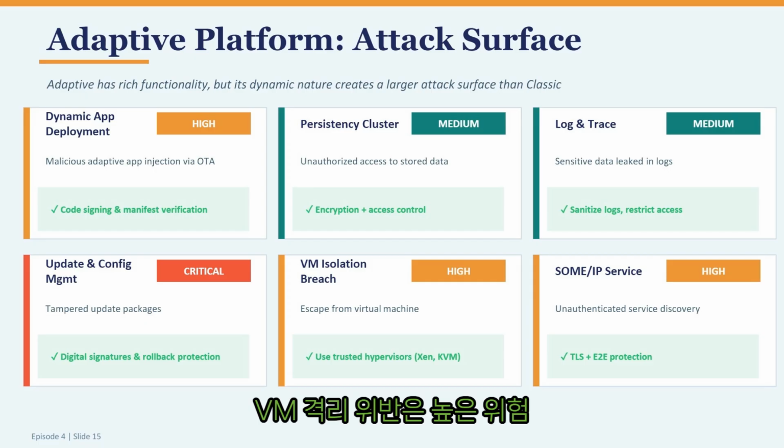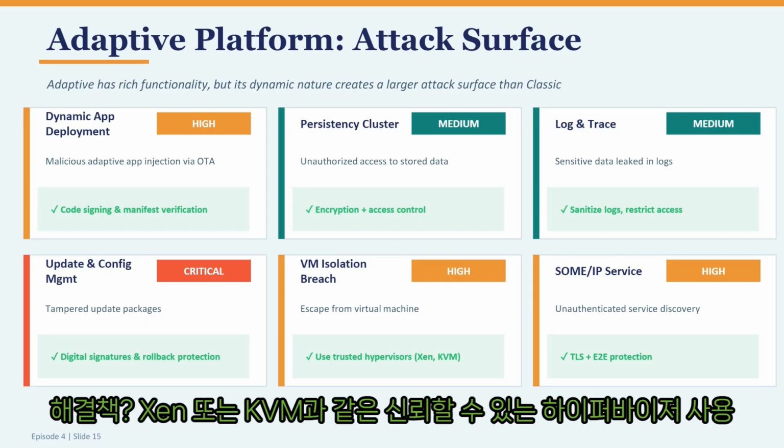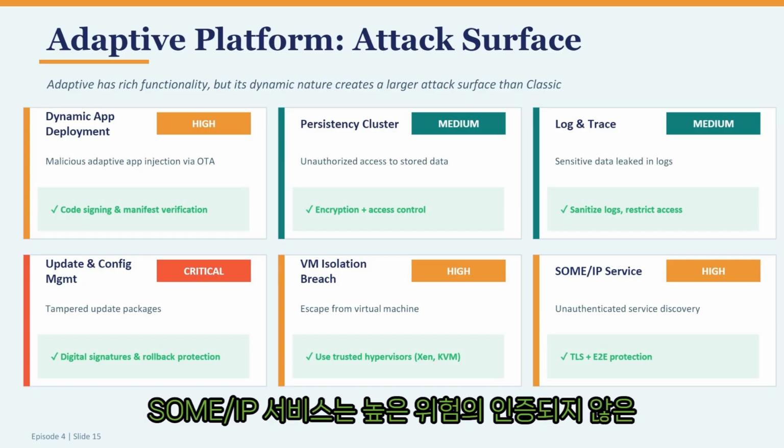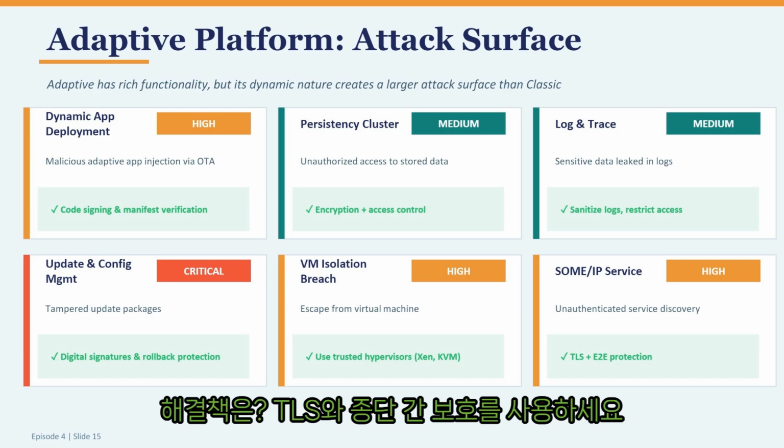VM isolation breach is high risk. Attackers could escape from the virtual machine. The fix? Use trusted hypervisors like Xen or KVM. Some/IP service is high risk: unauthenticated service discovery. The fix? Use TLS and end-to-end protection.